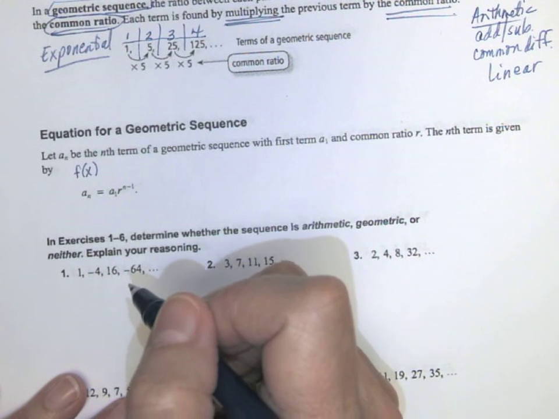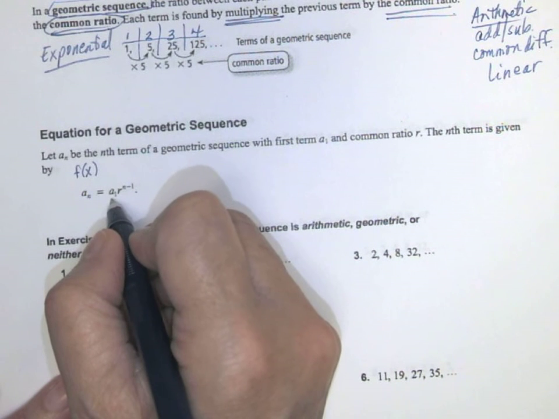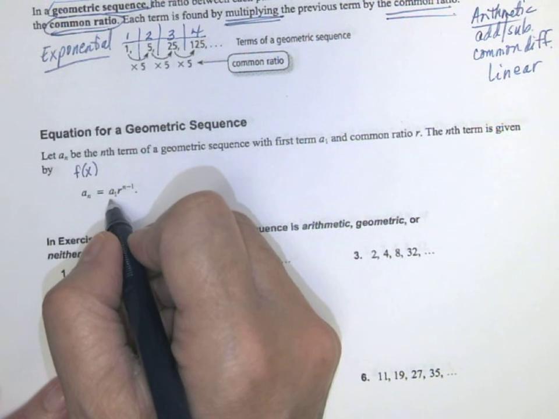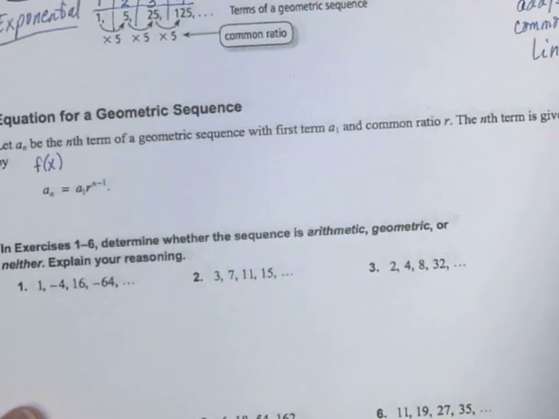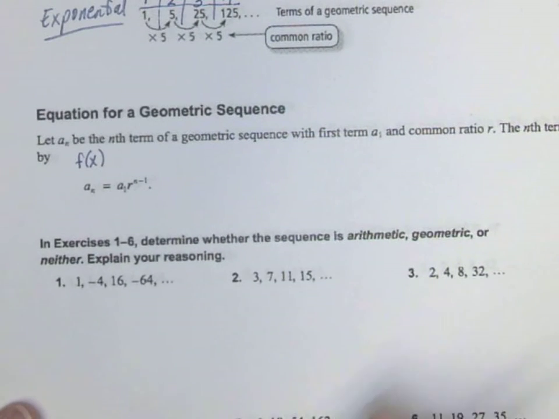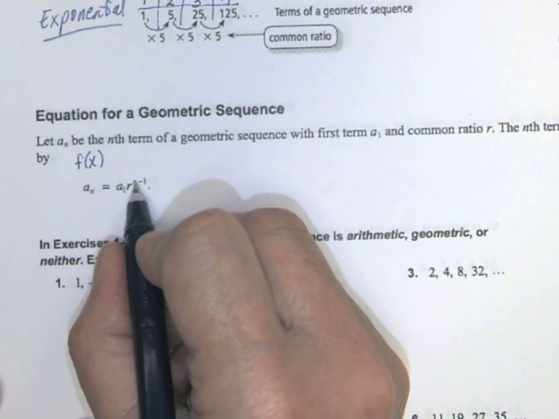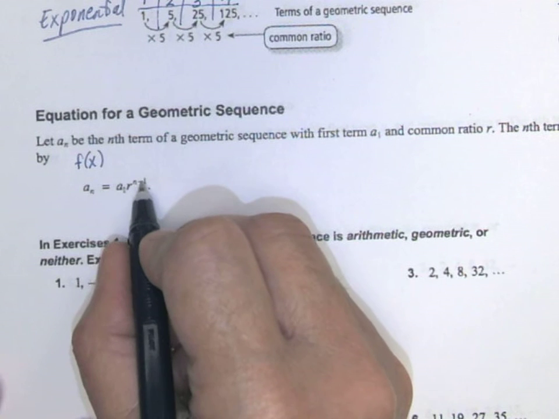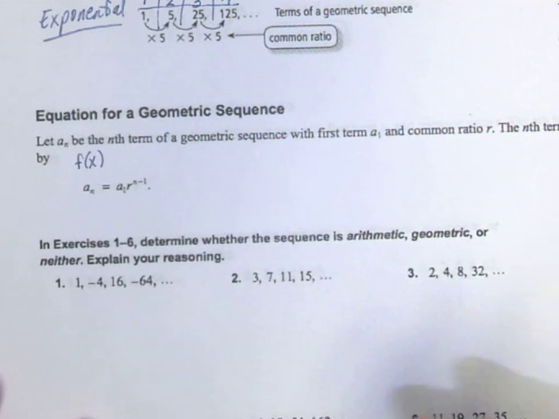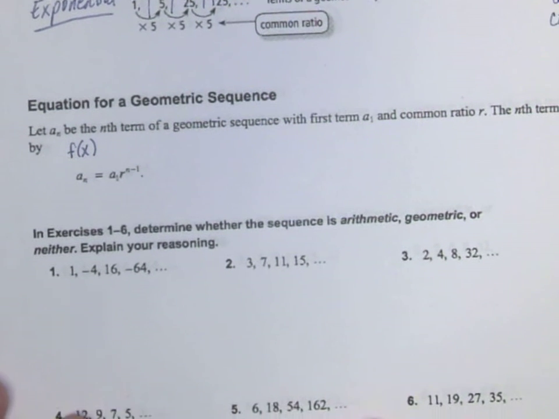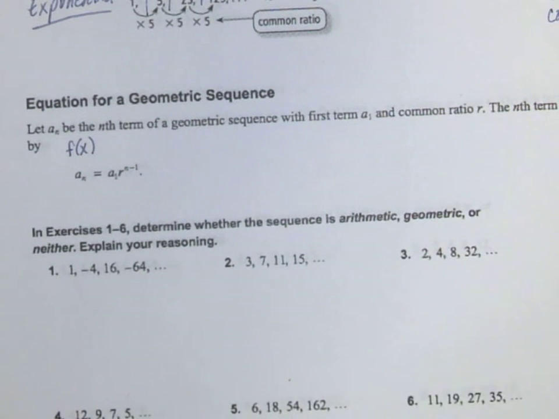Now, when we did exponential, we started with our 0 term, our y-intercept. So that's the difference in this equation, which is called the explicit equation. We're starting with the 1 term. Therefore, the exponent has to take your term and subtract 1 so that we take out that 1 that we've already done. So let's first of all determine if these sequences are arithmetic, geometric, or neither.